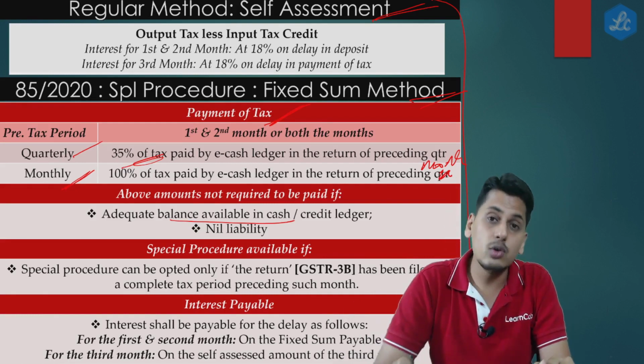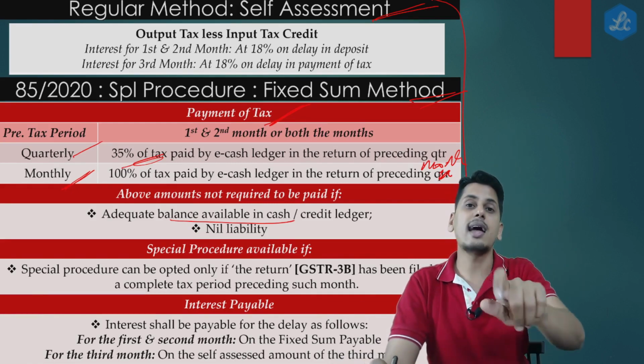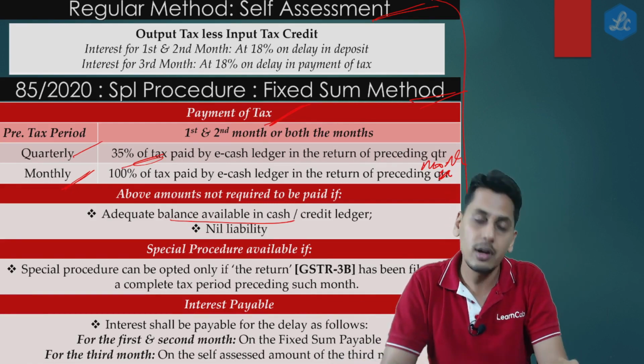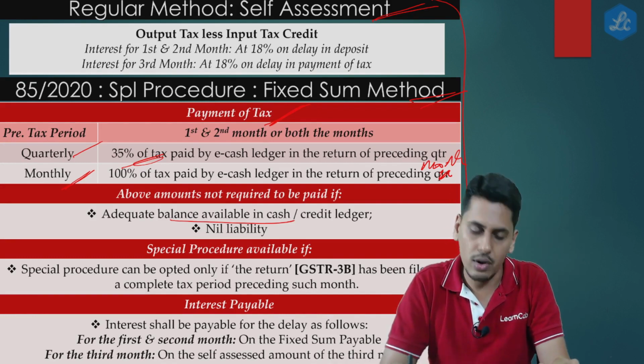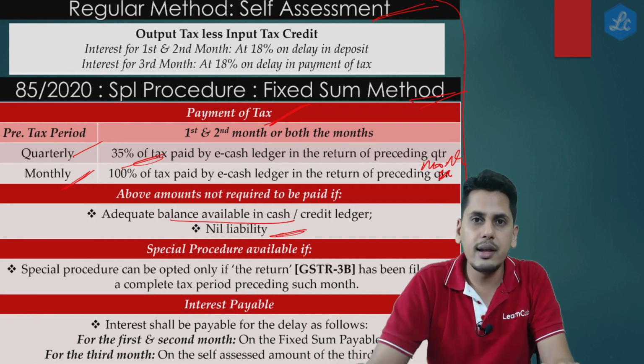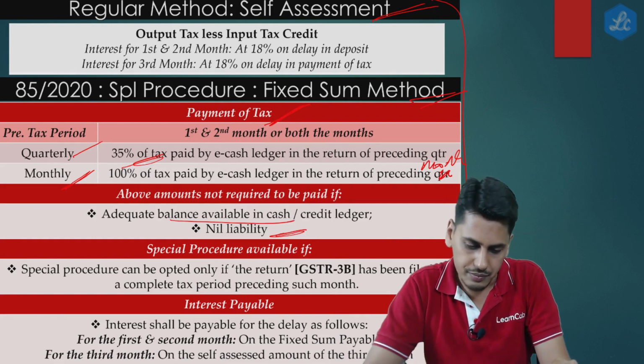In the second month, you will have to compare the cumulative liability of the first and the second month and then check the balance of cash ledger or credit ledger to decide whether any additional deposit is required or not. If there is nil liability, you need not deposit any amount even under the fixed sum method.